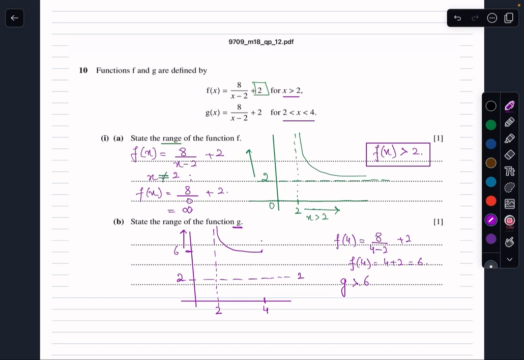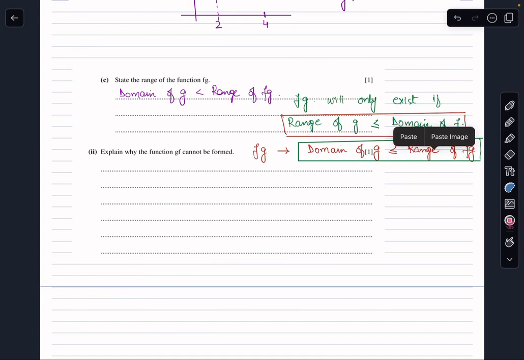So just a 1 mark question, but it requires a lot of understanding here. To solve the C part, it says state the range of the function fg. Again, we are talking about the composite function. We discussed two conditions when we were doing composite functions. Number one, the range of g should be a subset of the domain of f. And the second one said that if the function is fg, then the domain of g should be a subset of the range of fg. In this question, they are asking for the range of fg.